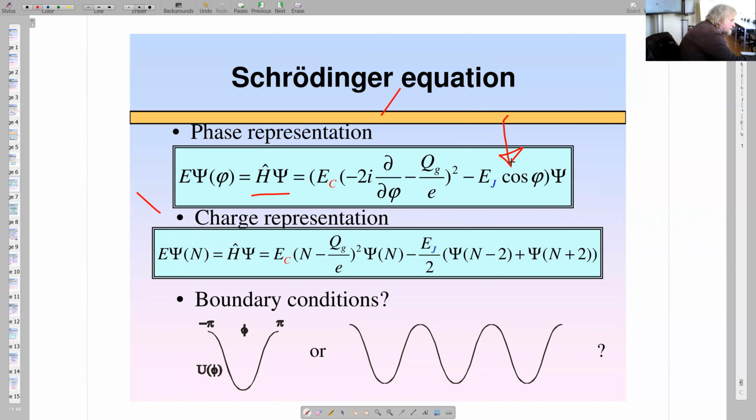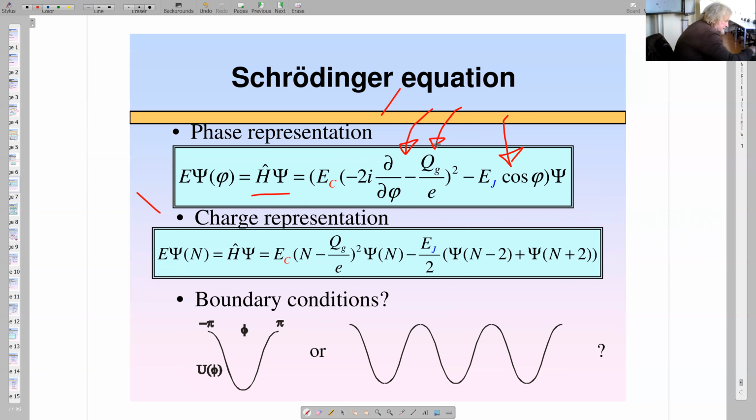The charge energy becomes a sort of kinetic energy of a particle. It has precisely the same form. And the addition due to the gate comes as a magnetic field affecting the phase of this particle. Good, that we do in phase representation.